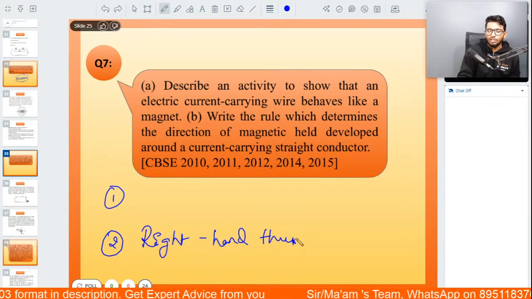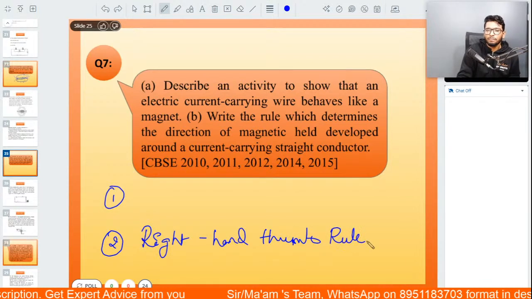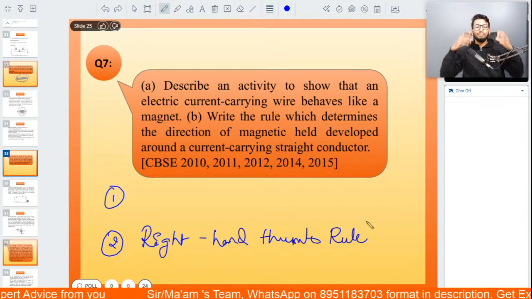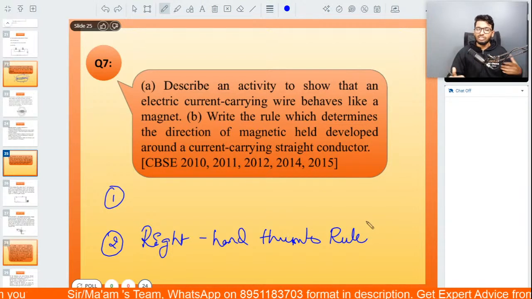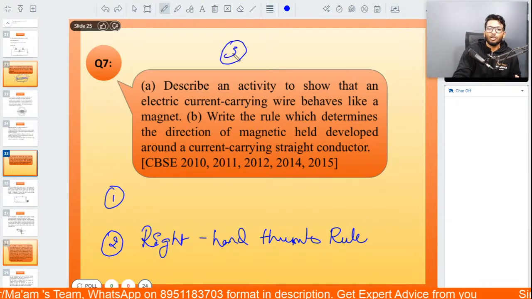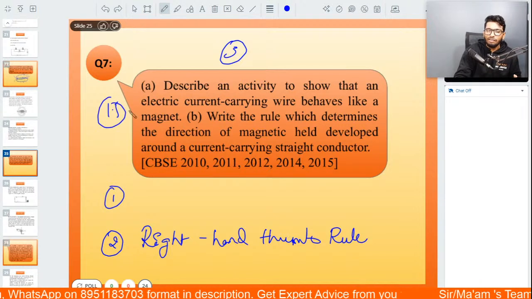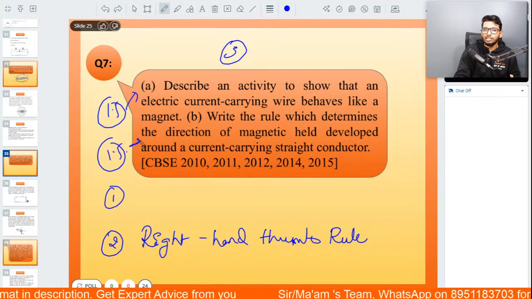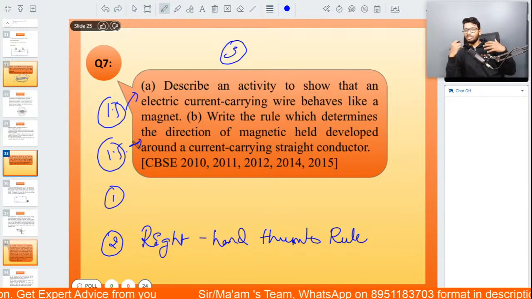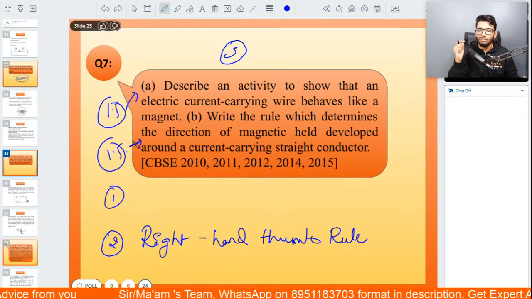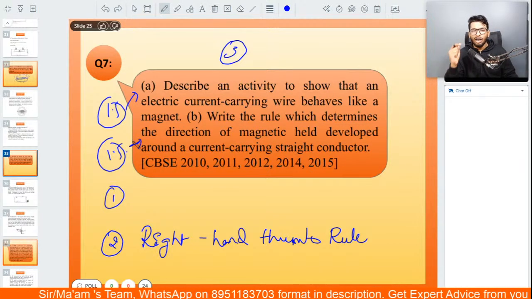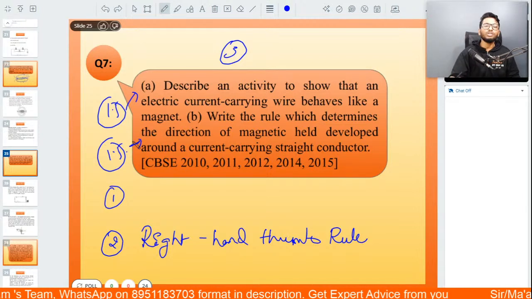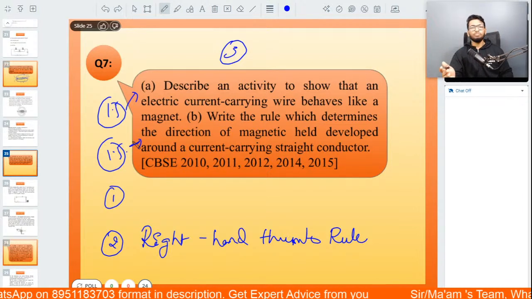Simple as that. So for the first part of the question, for describing an activity, please be very specific. Since it's a 3-mark question, you would be awarded 1.5 marks for the first part of the question, and 1.5 marks for the second part. In order to make sure that the teacher does not deduct any marks, not even that 0.5 marks, I would ask you to be as brief as possible, in the sense, mention the things that you're using.